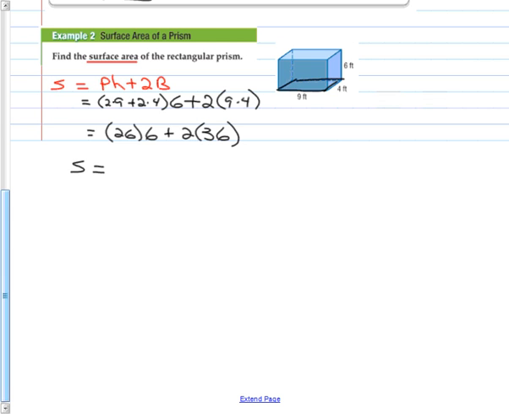118? 118 feet square. Why is it feet square? Area. We're going meters times meters, or feet times feet, or centimeters times centimeters. It's area. 228? Oh, 228. Sorry, 118 has been rejected. 228. 228 feet square.